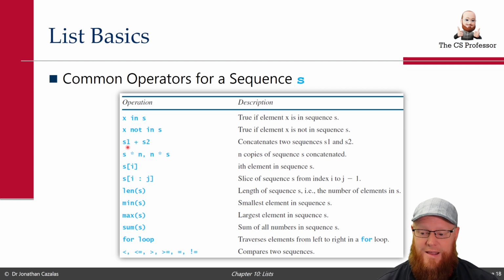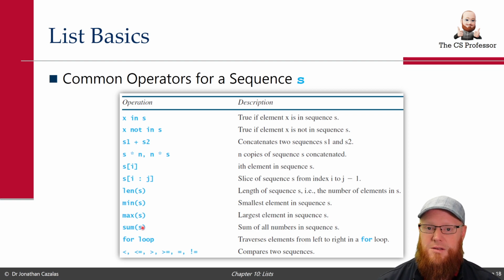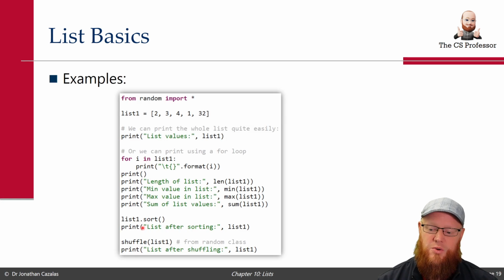We could concatenate two lists. We showed how to make multiple copies of that same list, how to look for an element in that list using its index, list slicing, and then to get the length or the min or the max or even the sum of a list. And we also use the for loop to iterate over the list. We're going to revisit some of these things, but this is where we ended, and we also ended looking at an example of what I just covered.